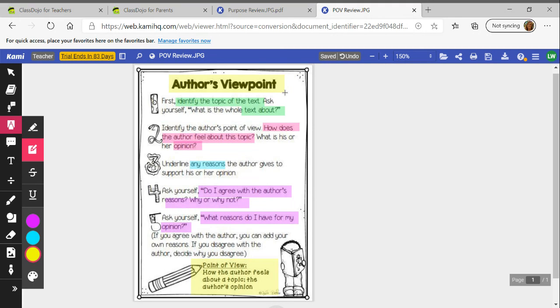Today, you're going to be looking at a poem about nature. We're also going to look this week at some other examples in our Wonders book of stories and try to identify the author's point of view.